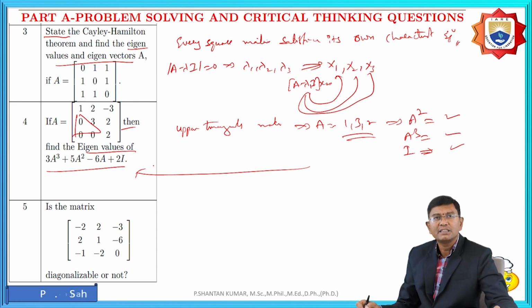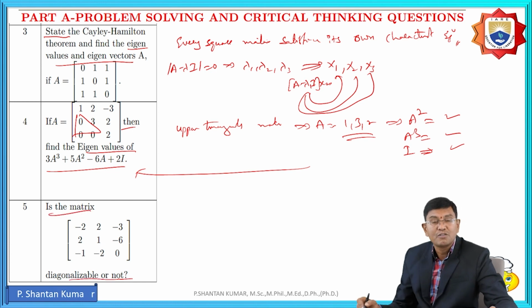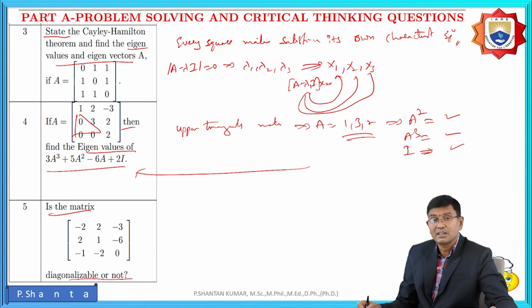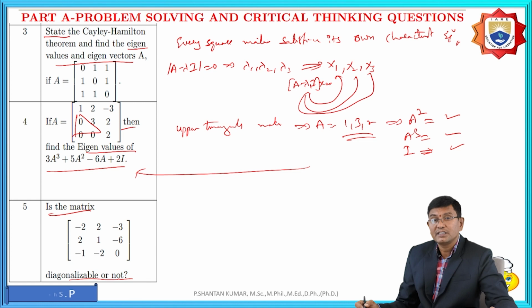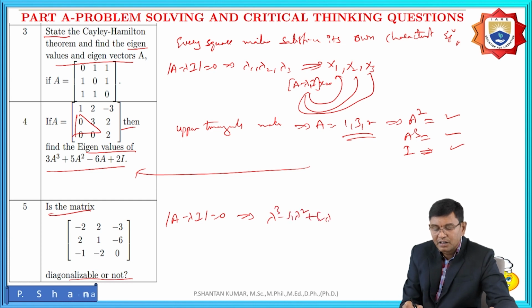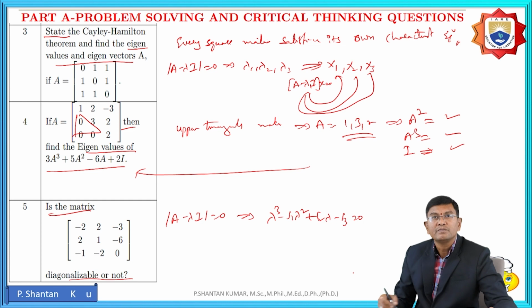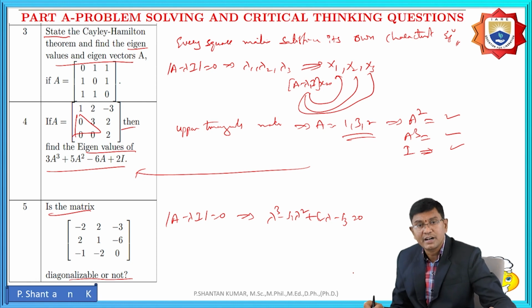And the next one: is the matrix diagonalizable or not? We can't say directly. Only after calculating is it possible, because the matrix must satisfy the AM and GM condition. First we need to find the determinant of A minus lambda I equal to 0, that is, lambda cube minus s1 lambda square plus s2 lambda minus s3 equal to 0. As you know, s1 is the trace, s2 is the sum of the diagonal cofactors, and s3 is the determinant of the matrix.